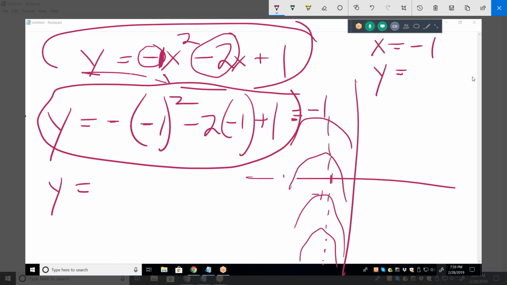Always get rid of your exponents first. What's minus 1 squared? Positive 1. Okay, I still got that negative sign there. So that's what that becomes.